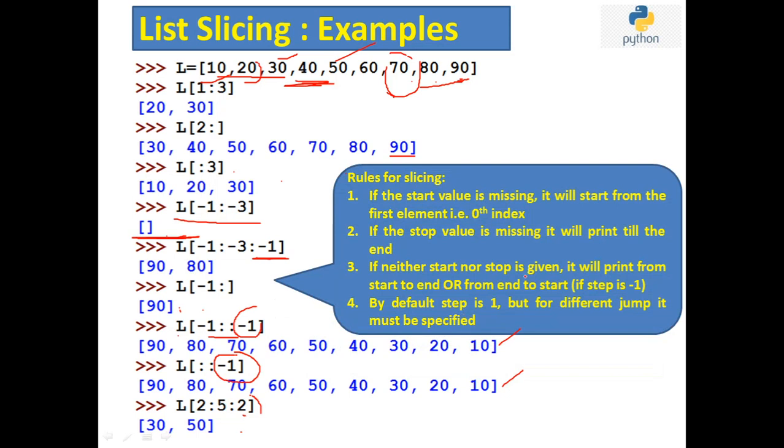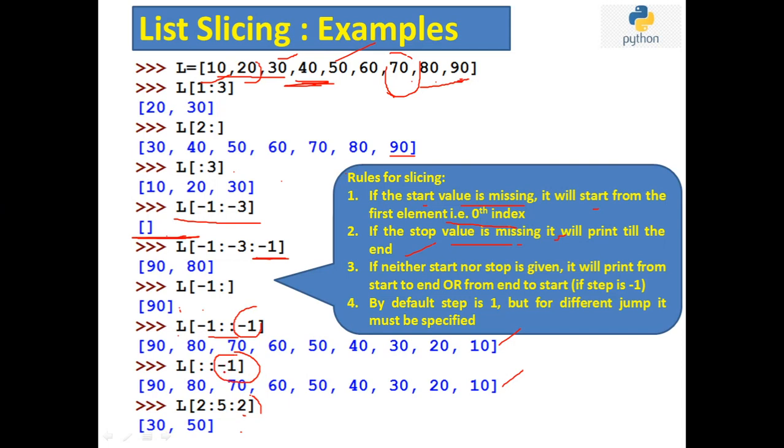These are the rules for slicing. Whatever I have discussed, this is the rule. If the start value is missing, start from the first element, the 0th index. If the stop value is missing, it will print till the end. If neither start nor stop is given, it will print from start to end, or from end to start if the step is -1. Here no start, no end is there, step is -1.